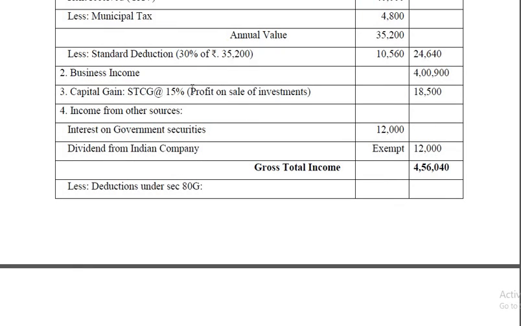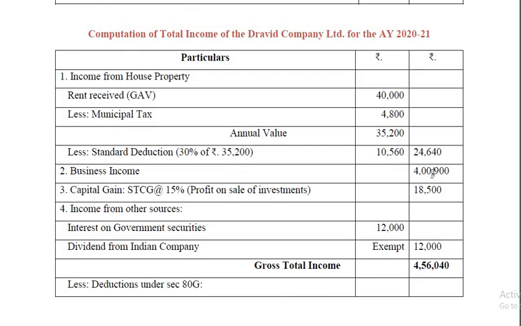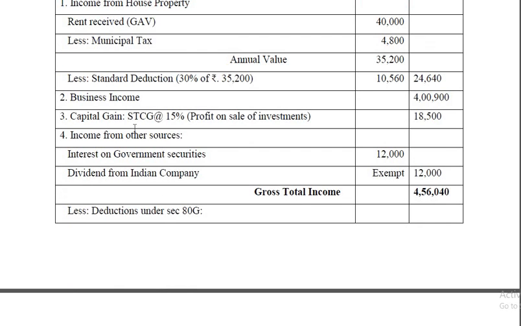24,640. Business income is already calculated here 4,09,000. Capital gains, you came to know that it is short-term capital gain taxable at 15% because that is in respect of government securities. So 18,500. Then income from other sources, interest on government securities 12,000. Dividend from Indian company, you have to take it under income from other sources, but it is not beyond 10 lakh. Therefore, it is exempt. So 12,000 is the amount.